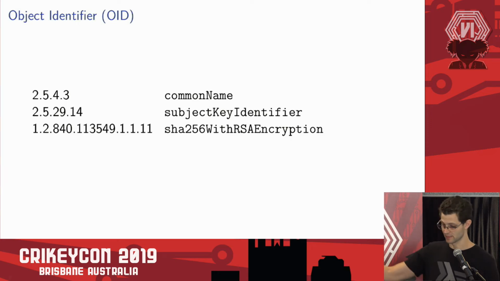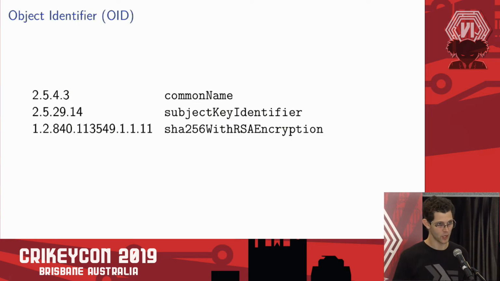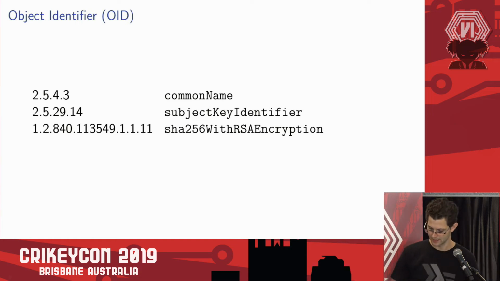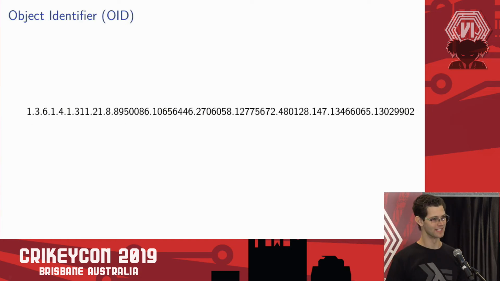So this one here, 2.5.4.3, that's the common name in a certificate subject distinguished name. Certificate extensions are also identified by OIDs. That just happens to be the one for the subject key identifier. Some of them are quite long. So an algorithm identifier, SHA-256 with RSA encryption, which is actually a signing algorithm, so go figure, but that's its OID. You don't need to know these OIDs, I'm just giving you an example of what they look like. That is also an OID.